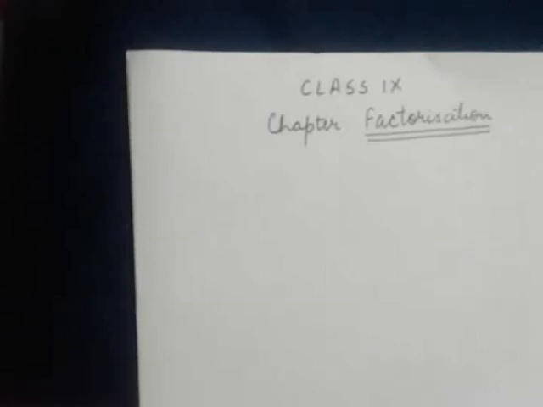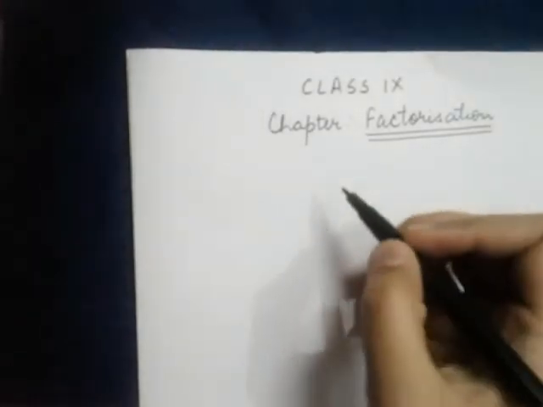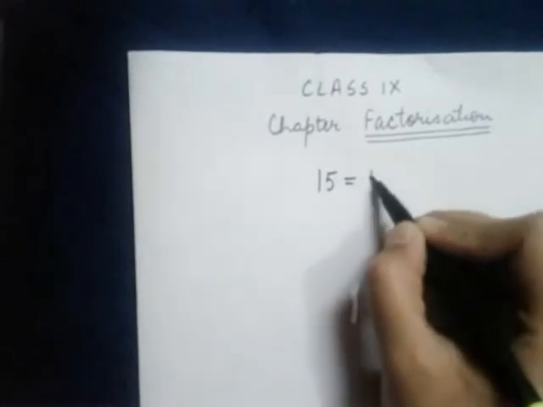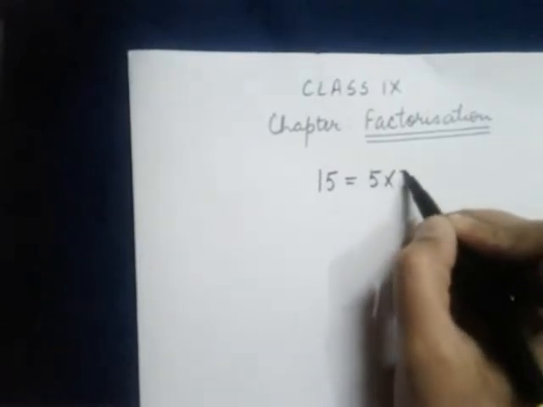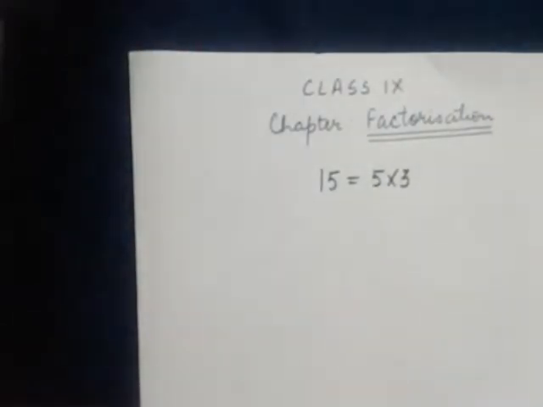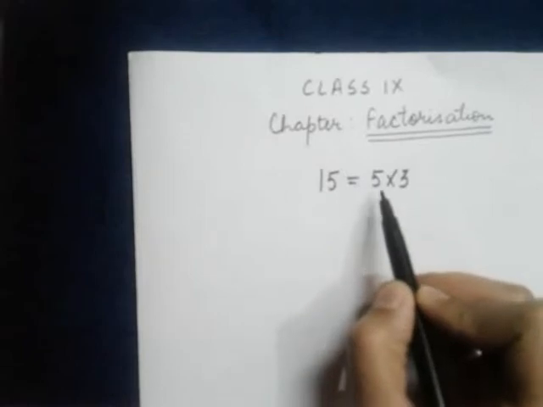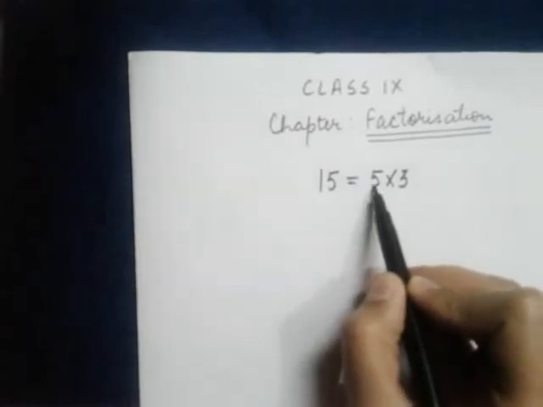Students, today we will be starting the next chapter of class 9th maths, that is factorization. So what is factorization? You have learned factorization in arithmetic before. Look at 15. We can write 15 as 5 into 3. Here we have expressed 15 as the product of two numbers, 5 and 3.